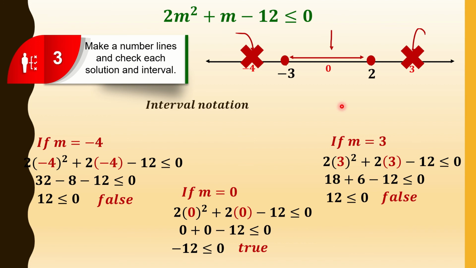So to write the interval notation for that, we have the set of negative 3 and 2. I'll use brackets here to indicate that negative 3 and positive 2 are both included. So that's all for solving quadratic inequalities.